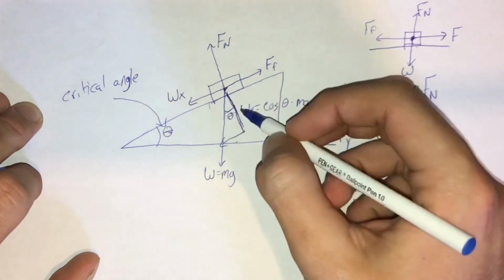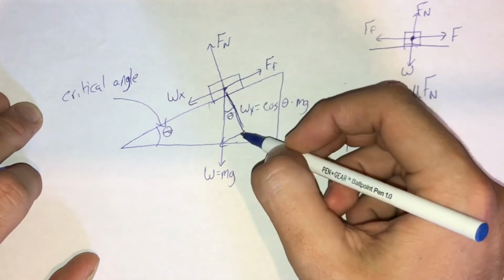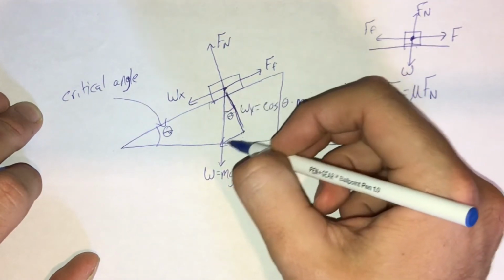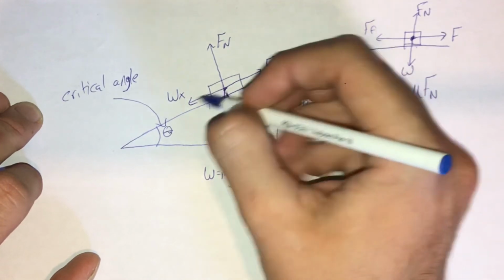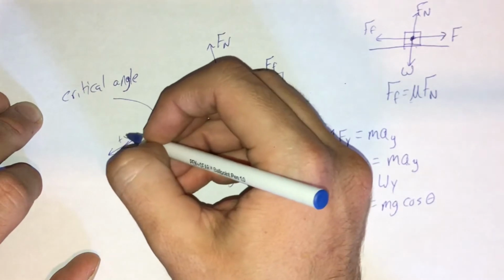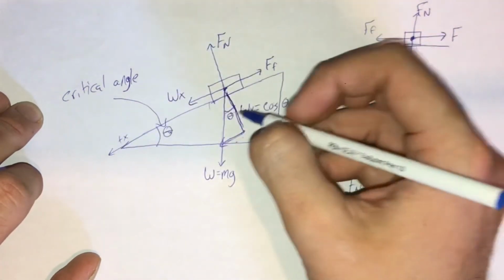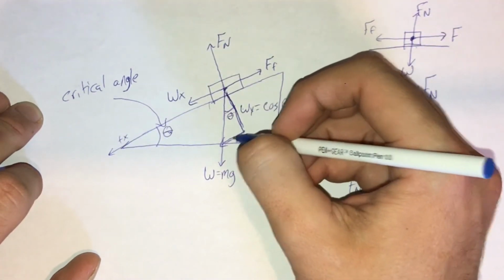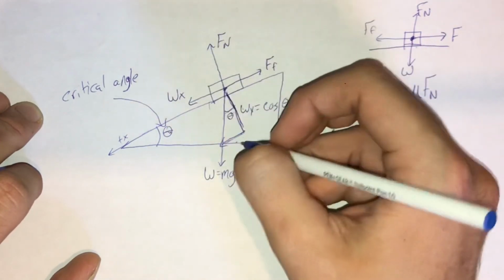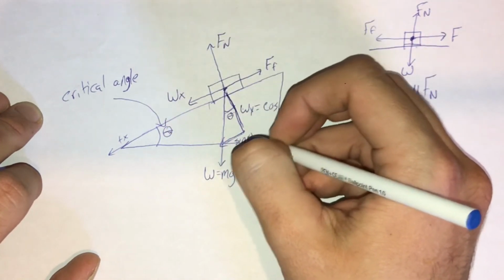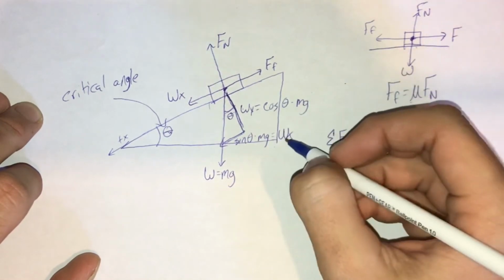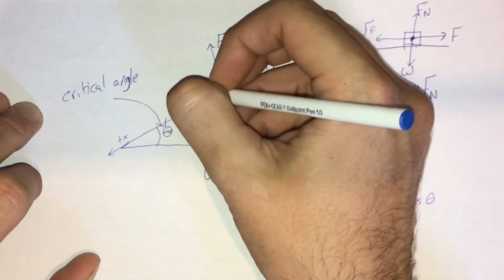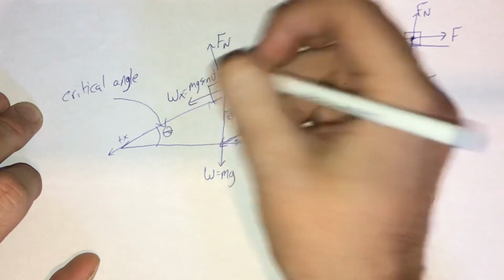The x component of weight, which is opposite this angle, right? So here in our vector triangle where weight is the hypotenuse, I can see that the x component, if I'm calling the direction down the ramp positive x, then the x component of weight here would be equal to the sine of theta times mg, right? That's the x component of weight. So the x component of weight is mg sine theta.